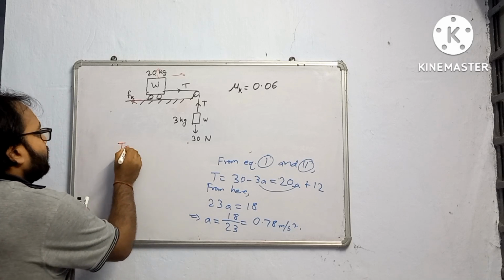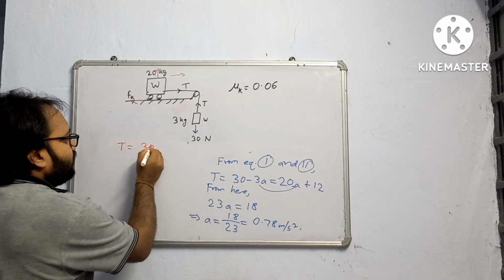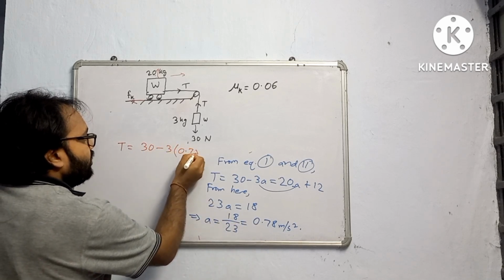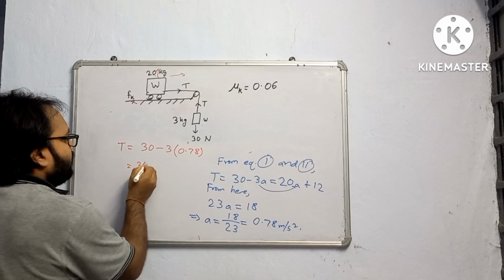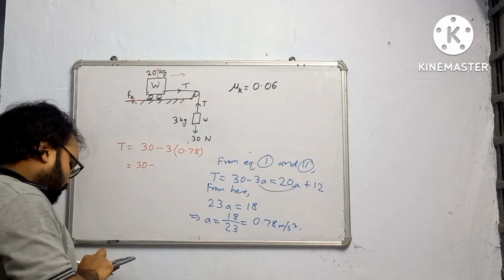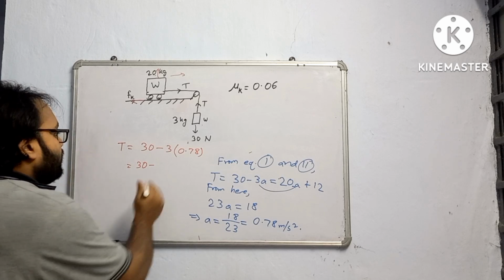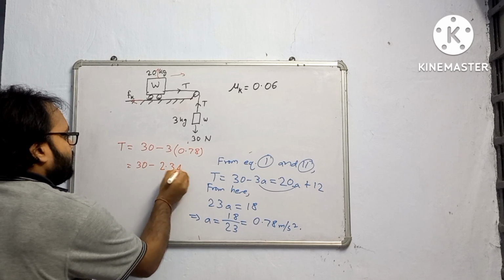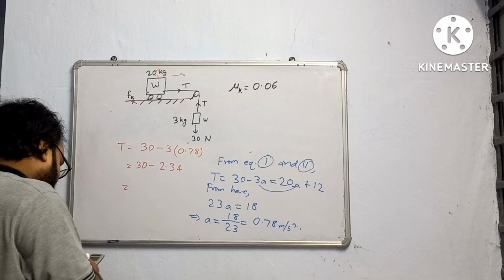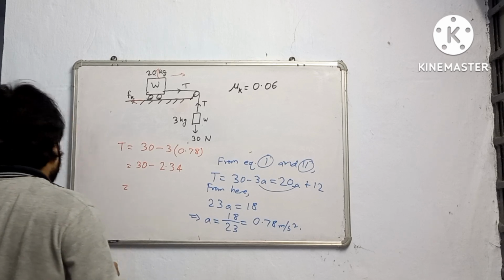Tension T. T is equal to how much? 30 minus 3 into 0.78. This is equal to 30 minus how much? Again, 3 into 0.78, 2.34. Yes, it is 2.34.